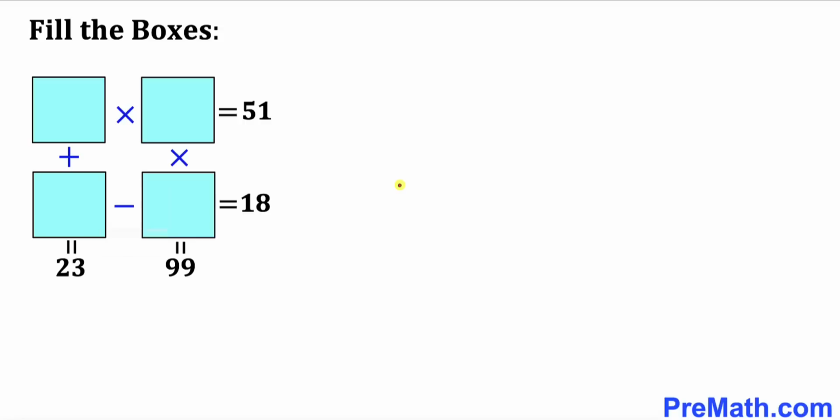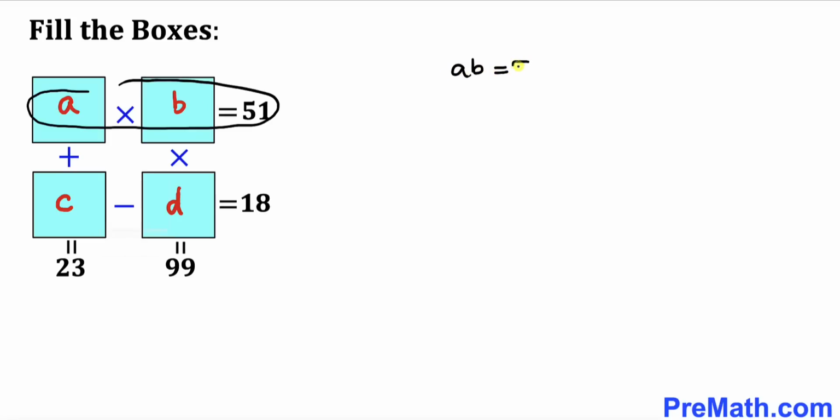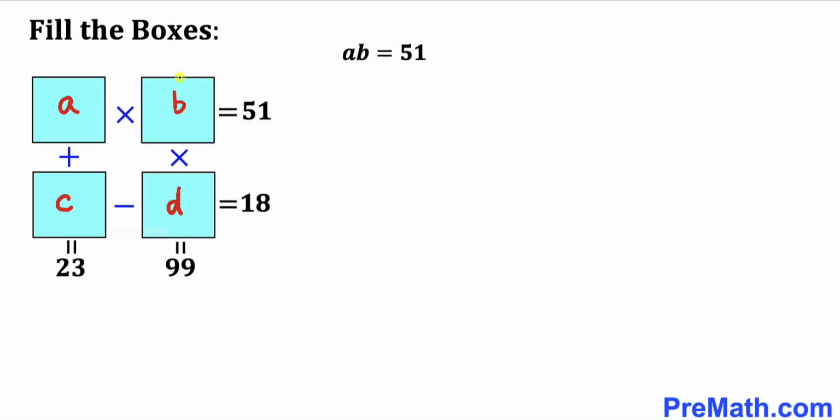Let's go ahead and get started with the solution. Here's the very first step. Let me label these empty boxes: this one as a, this one as b, this as c, and this as d. Now we can see that if we multiply these two boxes, a times b is going to be 51. Let me write down a times b equals 51. And if we multiply these two boxes, we get b times d equals 99. Let me write down b times d equals 99.